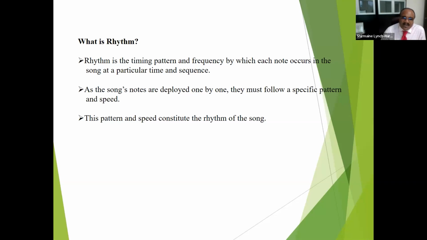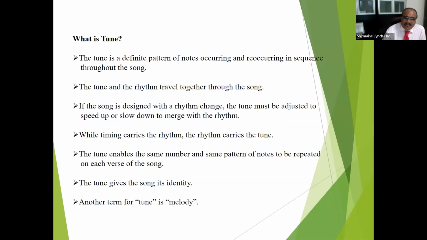So as the song notes are deployed one by one, you must follow a specific pattern. Tung, tung, tung, tung. That's a rhythm. This pattern and speed constitute the rhythm of the song.